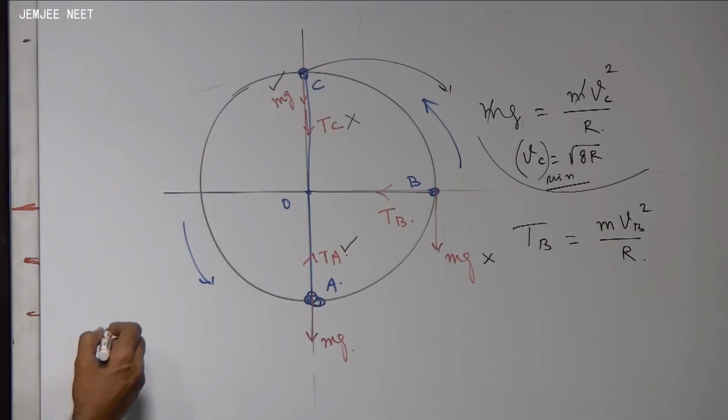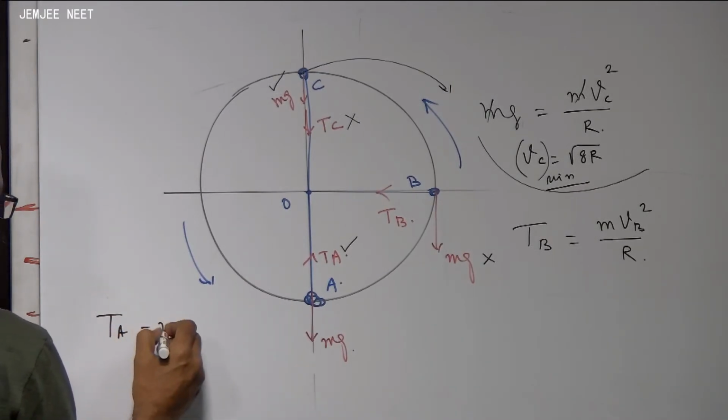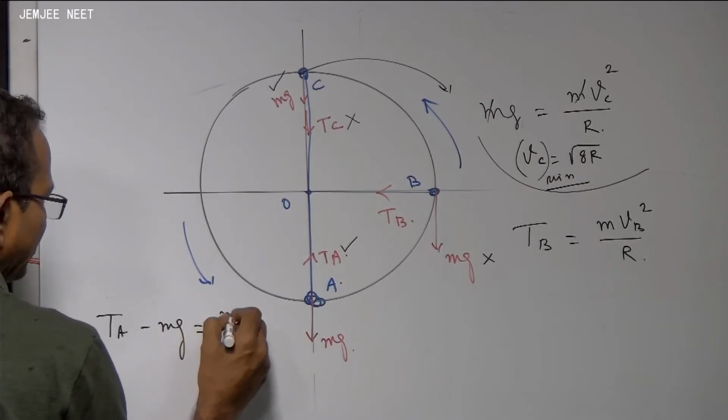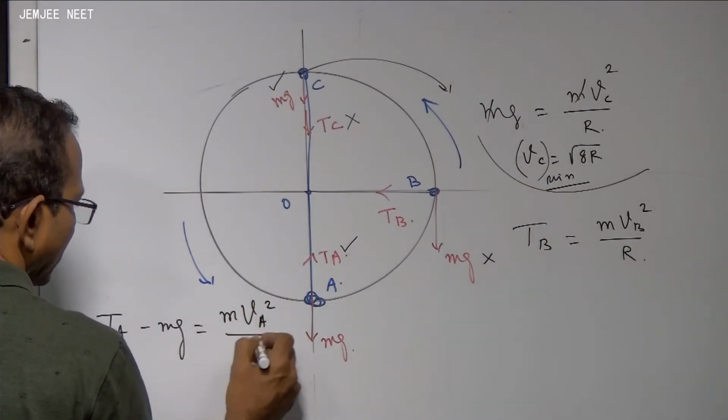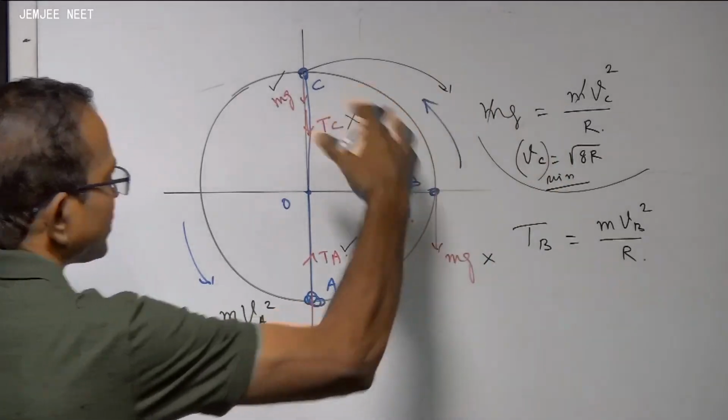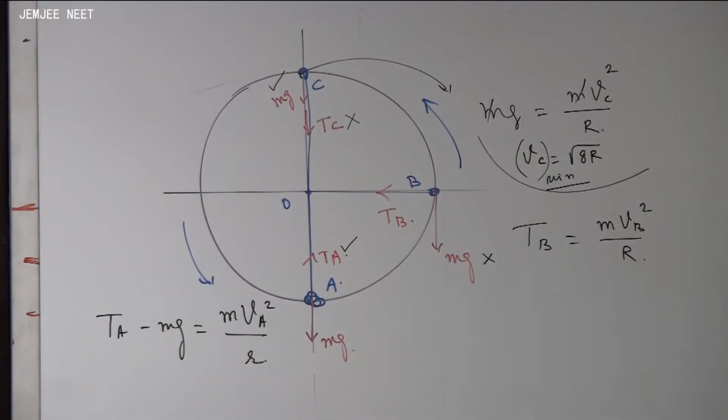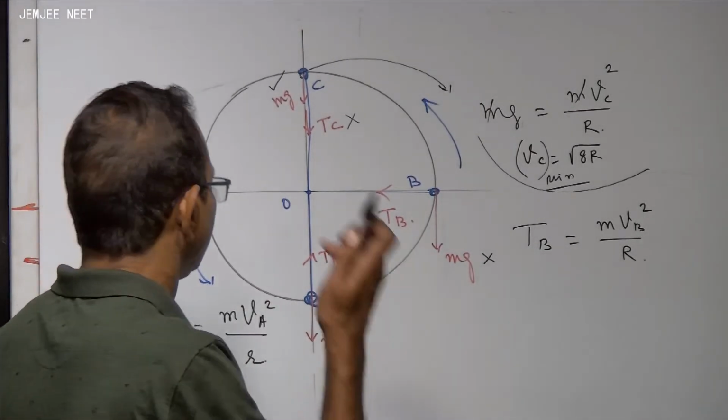Tension minus mg should supply mv square by R. Who is this mv square by R? That's the necessary force for circular motion. I hope you get it, right?